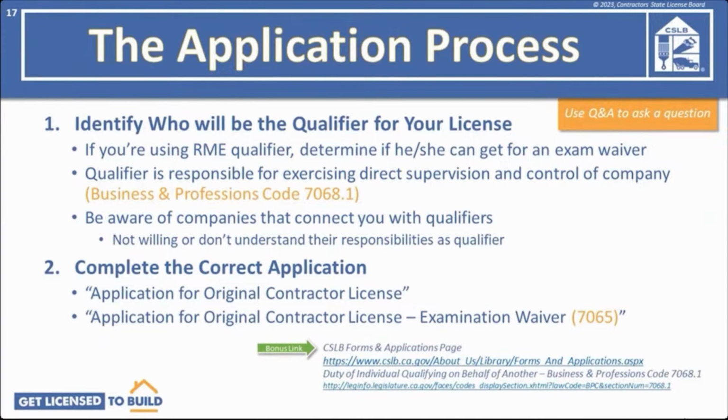Next, make sure you complete the correct application. There are 2 options. 1, application for original contractor license. 2, application for original contractor license, examination waiver 7065. We have a link to the forms and applications webpage at the bottom of this page.